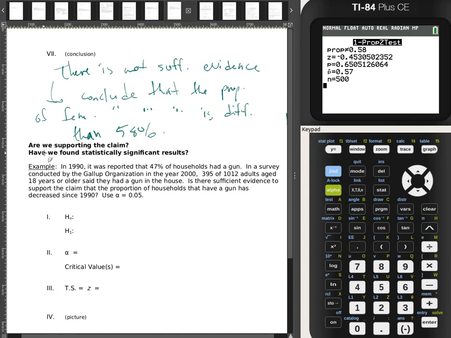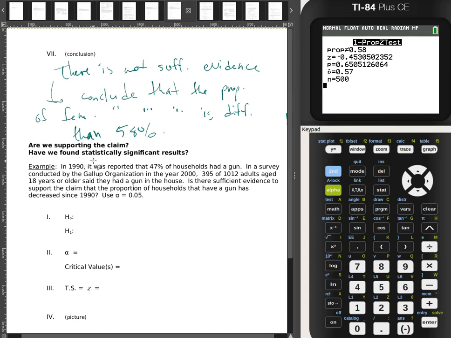Now, we have here some supplementary questions that say, are we supporting the claim? Have we found statistically significant results? In this case, we are supporting the claim, really, that the proportion of females who live at home is 58%. I think that our evidence would support that, or at least our evidence certainly does not give us any support to the contrary. So it's a bit of a, I hate to answer these questions like a politician or whatever, but what about this question?